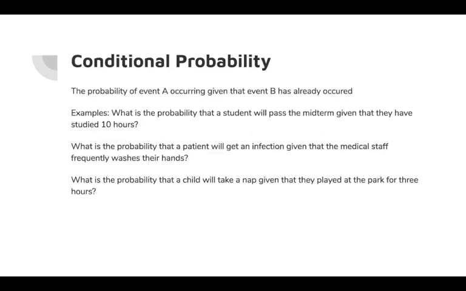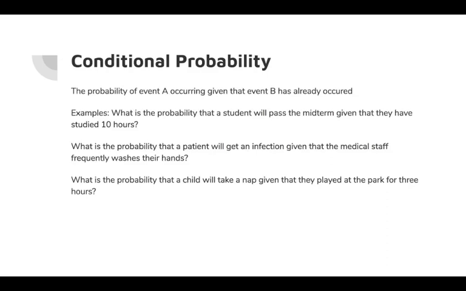The last one that we're going to look at today is conditional probability. This is the probability of event A occurring given that event B has already occurred, okay? So like it says, there is a condition, right? Event B has to have already happened, and then I want to see, okay, now that B has happened, what are my chances of A now occurring?